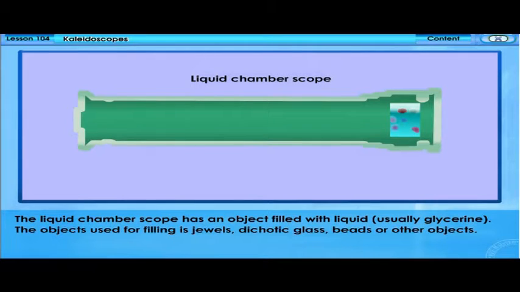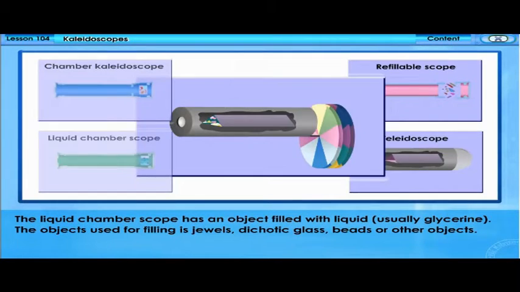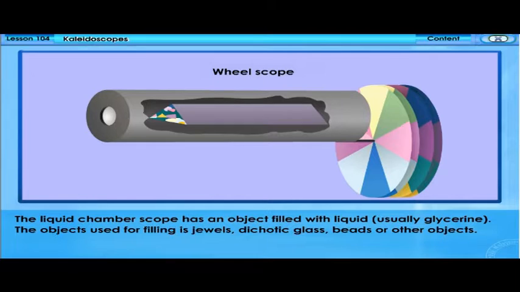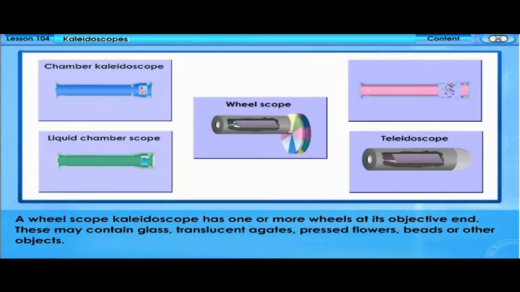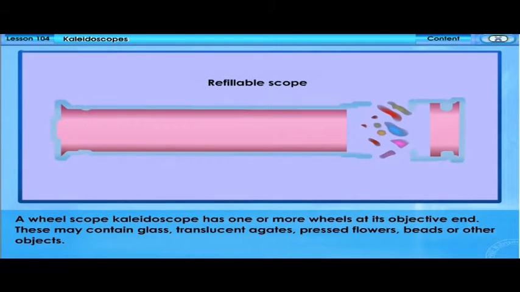The liquid chamber scope has an object case filled with liquid, usually glycerine. The objects used for filling are jewels, dichroic glass, beads, or other objects. A wheel scope kaleidoscope has one or more wheels at its objective end. These may contain glass, translucent agates, pressed flowers, beads, or other objects.